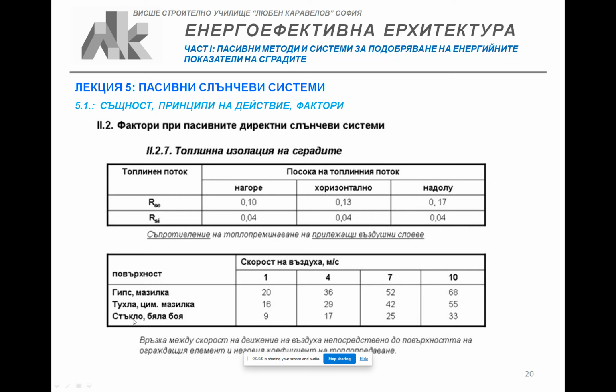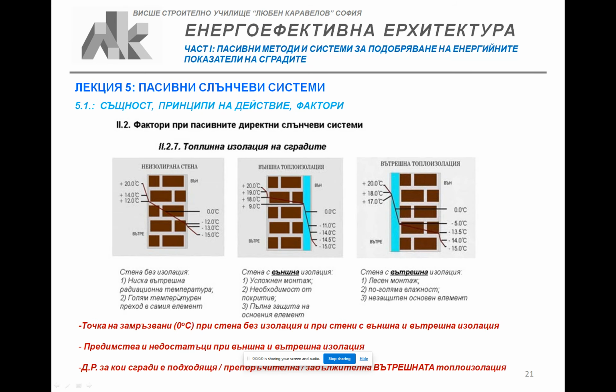And this is another table that only shows one and the same surface material and the speed of air movement, the speed of wind, and the way the heat loss changes when the wind is only 1 meter per second, and when it's 10 meters per second. It's almost three and a half times more heat lost through the same surface with the same material.